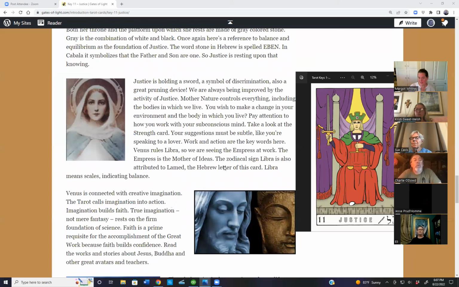Justice is holding a sword, a symbol of discrimination, also a great pruning device. I was gardening today. Yeah, definitely needed my prunes. Oh my God, I hacked things up. We are always being improved by the activity of justice, a pruning device. Mother Nature controls everything, including the bodies in which we live. Don't take things personally when you start pruning away the things in your life. It's not a bad thing. Well, this didn't work out. I think I'll get rid of that. Not do that anymore. No, I'll go over here and try something over here. Pruning device.